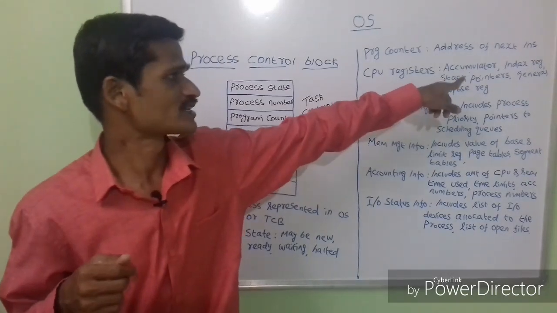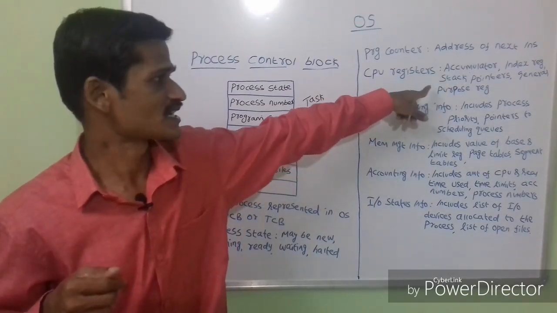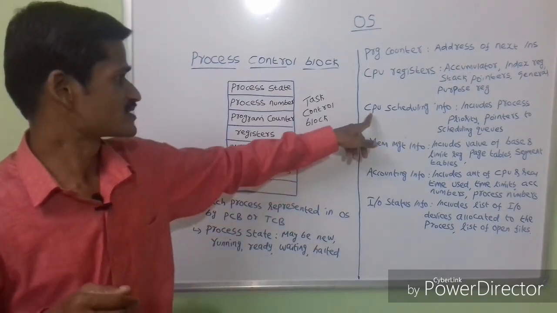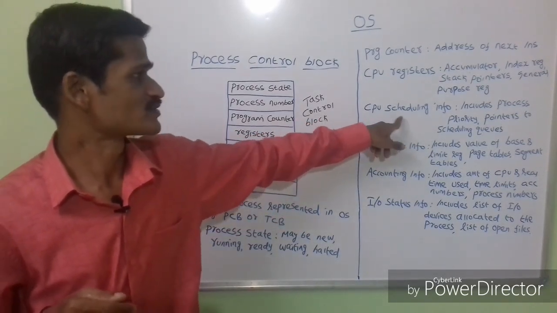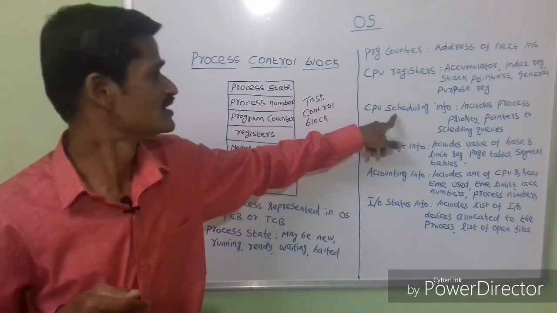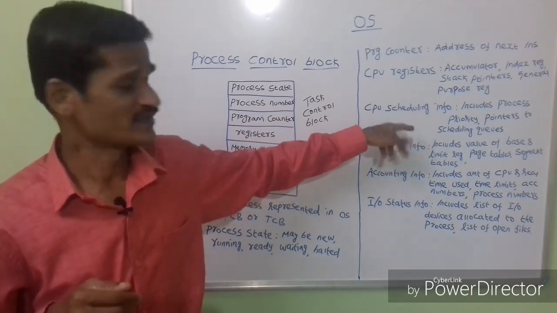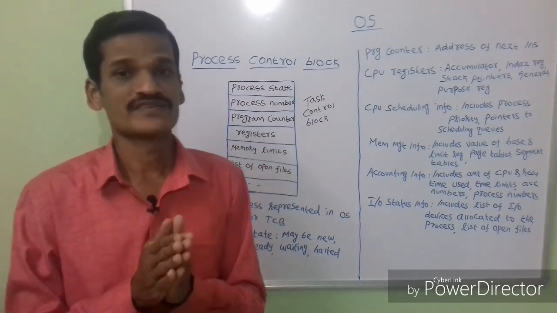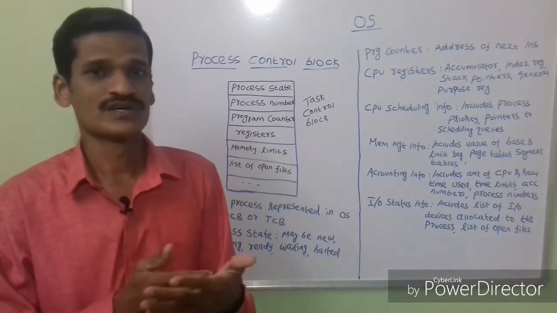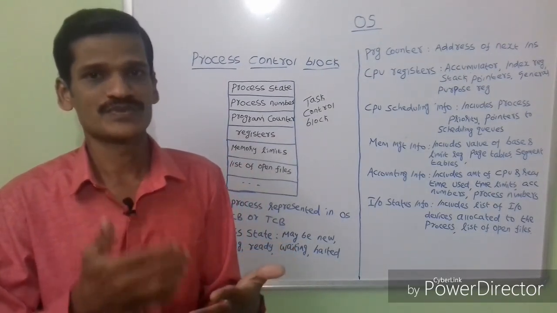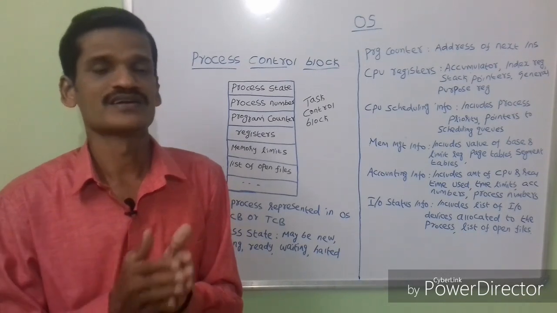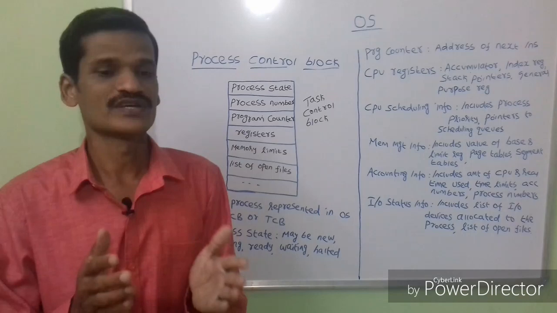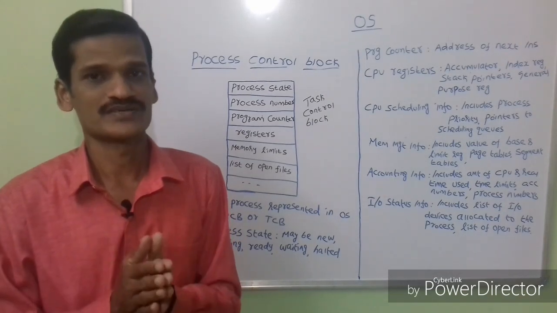First one is the accumulator, second is the index register, third is the stack pointer, and fourth is the general purpose registers. The next parameter is CPU scheduling information. Why do we have to schedule? We have several processes at the same time, so it should give priority to which process should be executed first and which process should be executed next. Likewise it has to give the priority of each and every process.